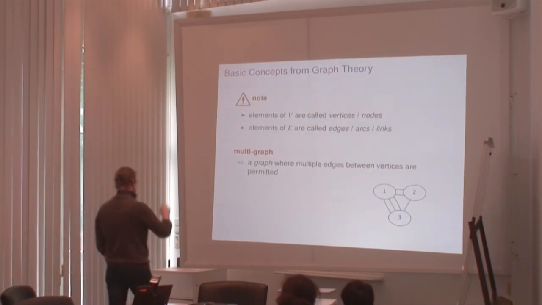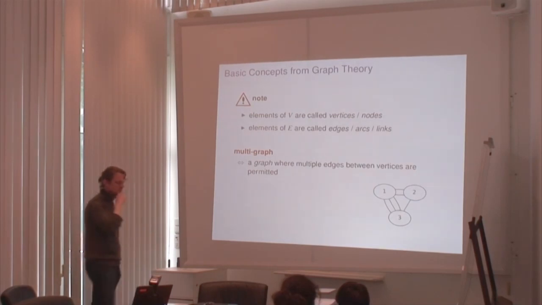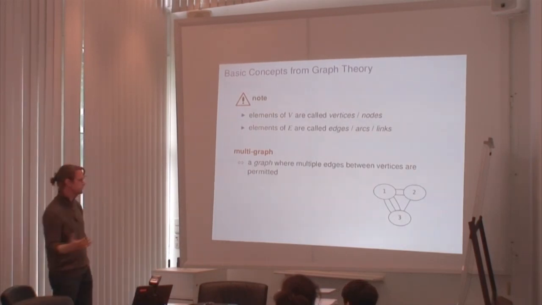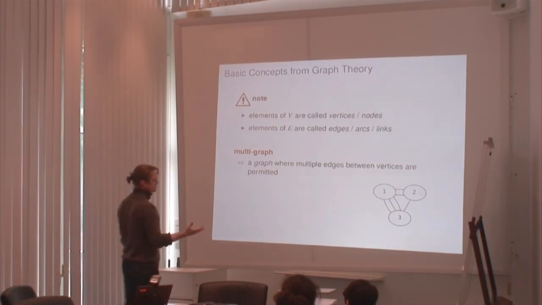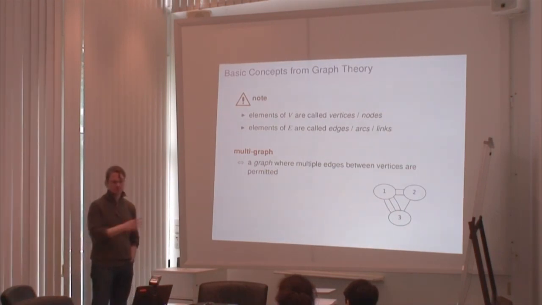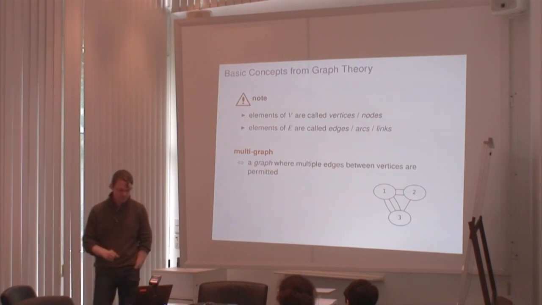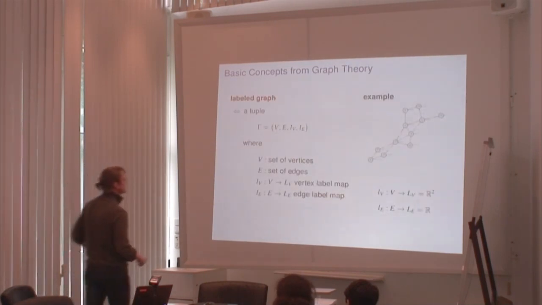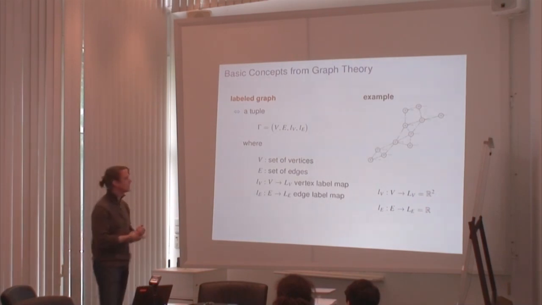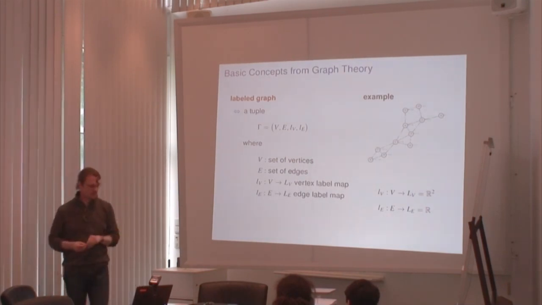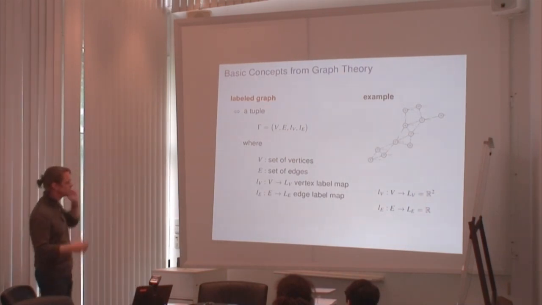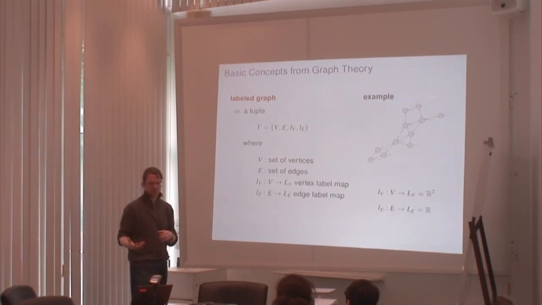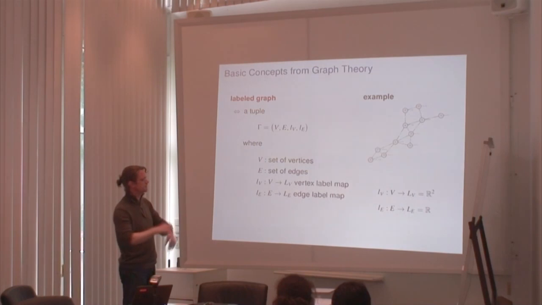Just for the sake of completeness, a multigraph is a graph where we have vertices or nodes, but there might be several edges between any two vertices. So this is a multigraph. A labeled graph is a four-tuple. I'll use the Greek letter gamma in today's lecture just to make sure that there is a difference between a graph and a labeled graph. I will drop that distinction later.